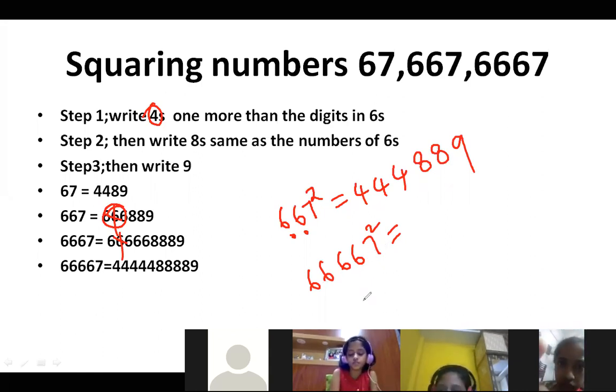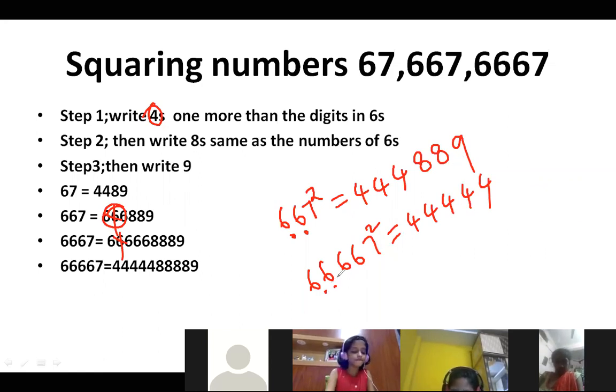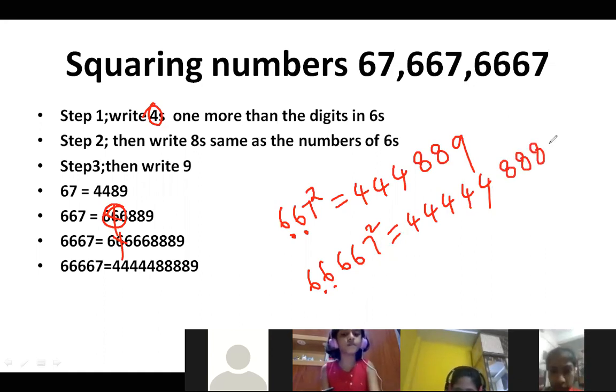Okay, now. First you write 4s. 1, 2, 3, 4 6s. So how many 4s should you write? 5 4s. 1, 2, 3, 4, 5. First step completed. Then write 8s. 8s means the same number as the 6s. 4 6s are there, so you should write 4 8s. Then add 9. That's it.